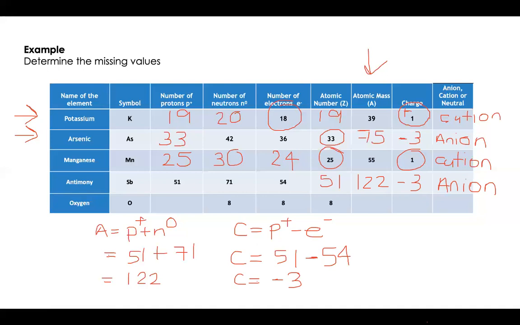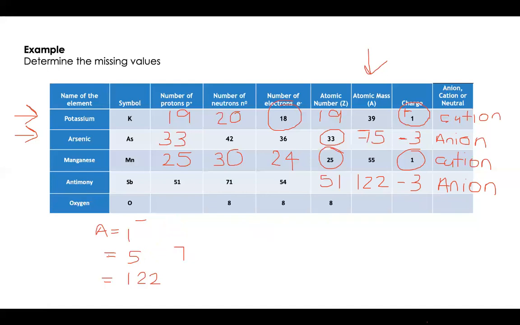Okay? And finally, oxygen. Okay, this is an easy one. We have the number of neutrons. We have the number of electrons, and we have the atomic number. Okay? So the number of protons, we say that is going to be equal to the atomic number. So here we will have an 8.